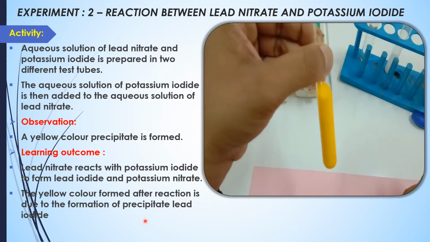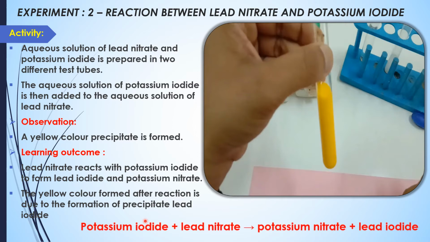So in short, the reaction can be written as potassium iodide plus lead nitrate gives potassium nitrate and lead iodide. And the yellow color of this solution or the yellow precipitate formed is due to the formation of lead iodide. Potassium nitrate remains dissolved in the solution.